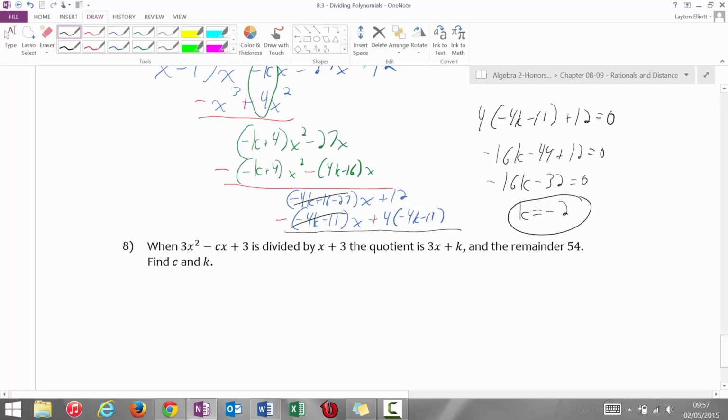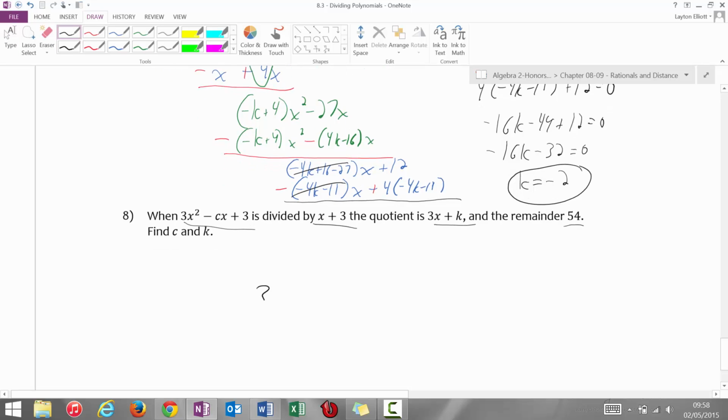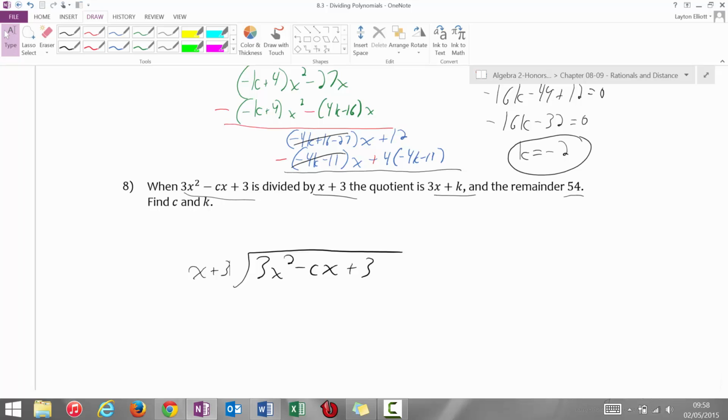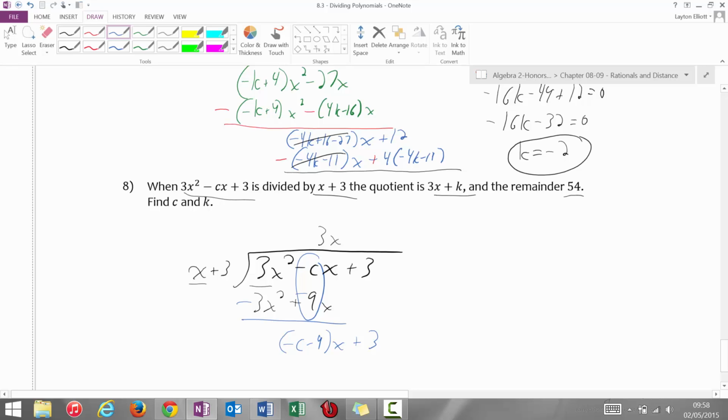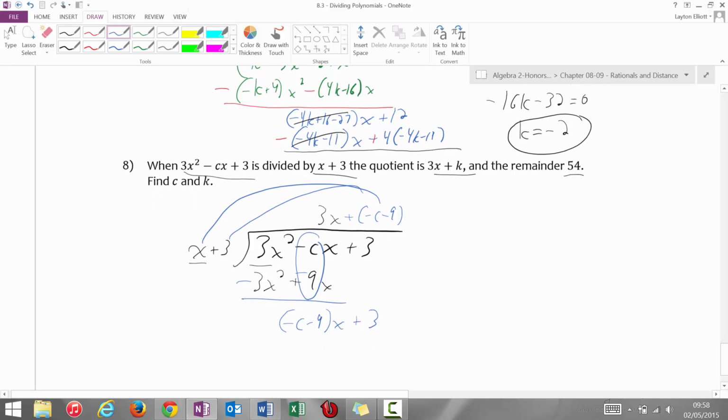Okay, number 8, when this is divided by this, the quotient is this, and the remainder is this. So, I'm going to say 3x squared minus cx plus 3, and I'm going to divide that by x plus 3. Then I need to multiply my leading terms, and I get this. Change your signs, minus minus. So same thing, I have negative c minus 9 times x plus 3. And when I've got that, I'm going to do a plus a negative c minus 9, and I'm going to multiply that by each of these. So I get negative c minus 9 times x plus 3 times negative c minus 9.